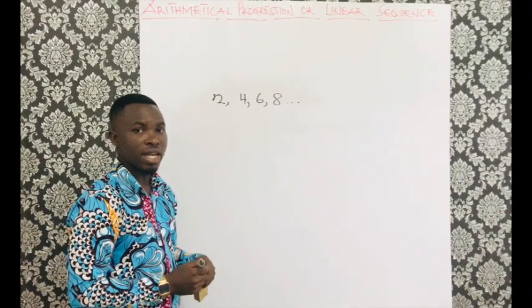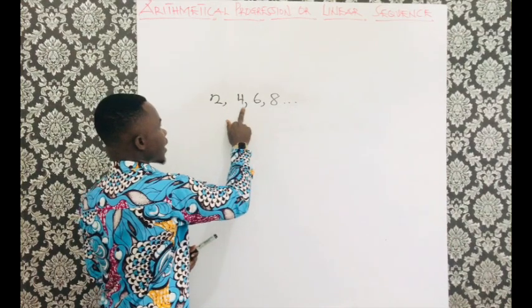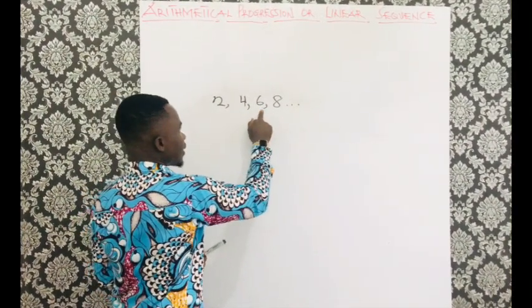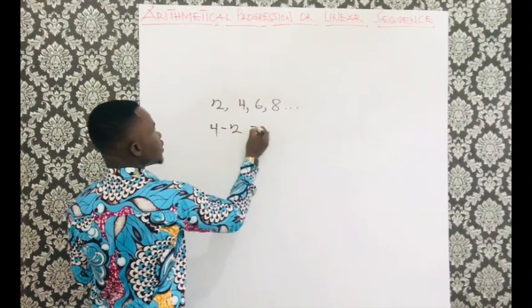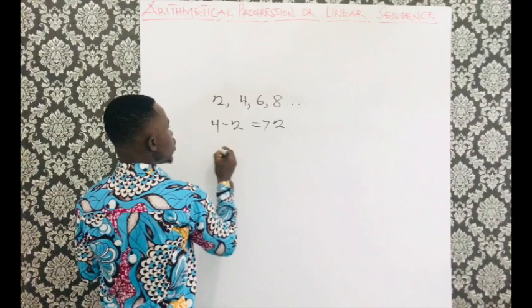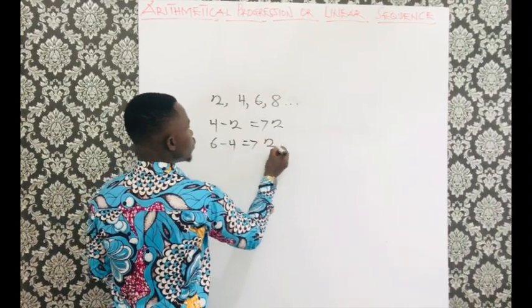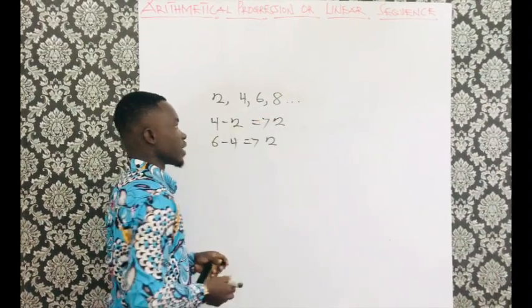The common difference is found by subtracting the first term from the second term, or by subtracting the second term from the third term. That is 4 minus 2, which gives us 2, or 6 minus 4, which gives us 2. Therefore, 2 becomes our common difference of this sequence.